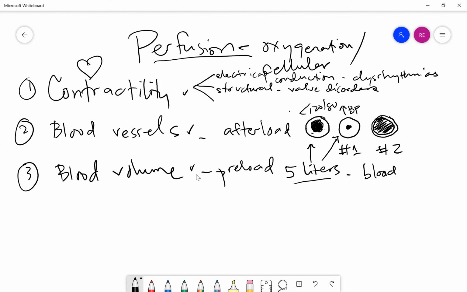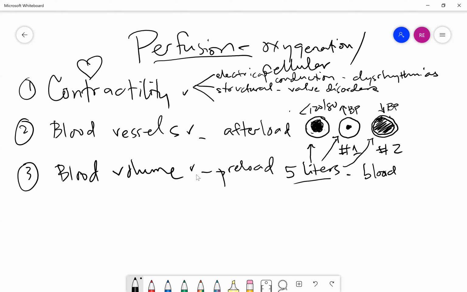What if the same 5 liters run through this very dilated vessel? What happens to blood pressure? Goes down. Drops. Because there is not enough resistance. So again, afterload is referring to the resistance directly imposed by the diameter of the vessels, or the opening of the valves. As I described earlier, the valves can either be stenosed or regurgitant. They either do not open completely or they do not close completely.